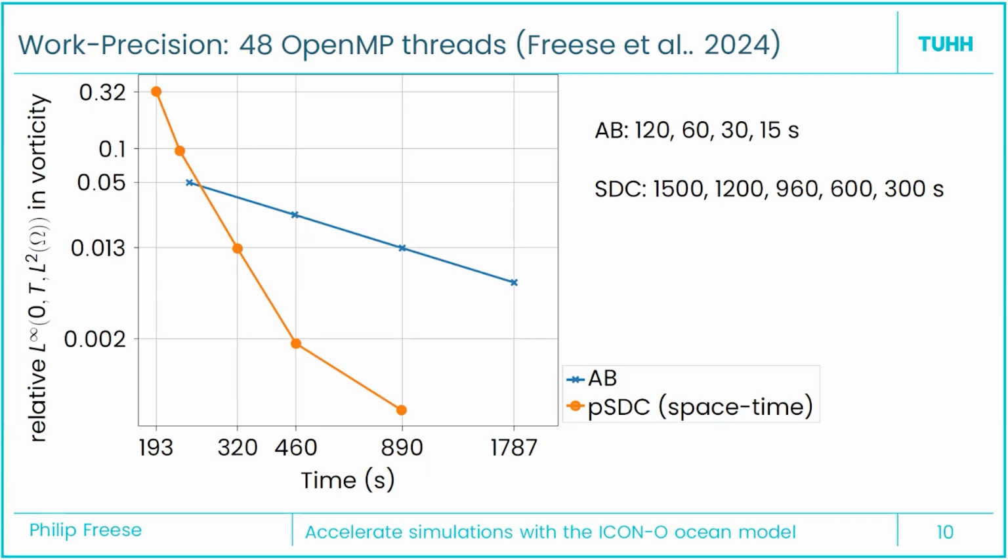But this is exactly what you now see, that if you are interested in higher accuracy, just due to the higher order of your parallel SDC, you will directly win with that method, okay?